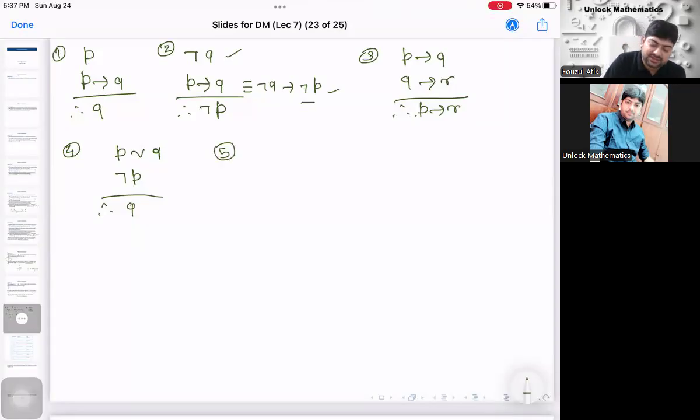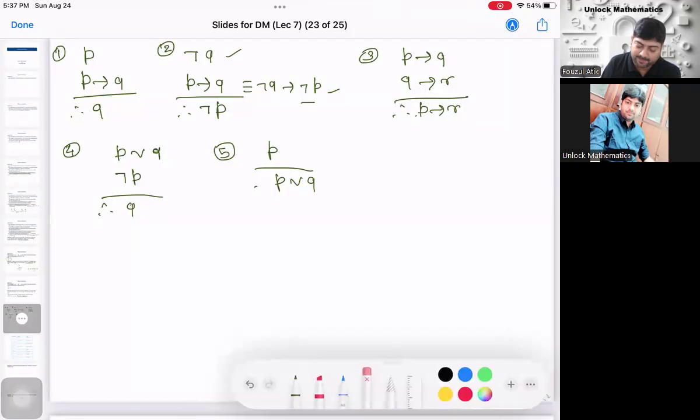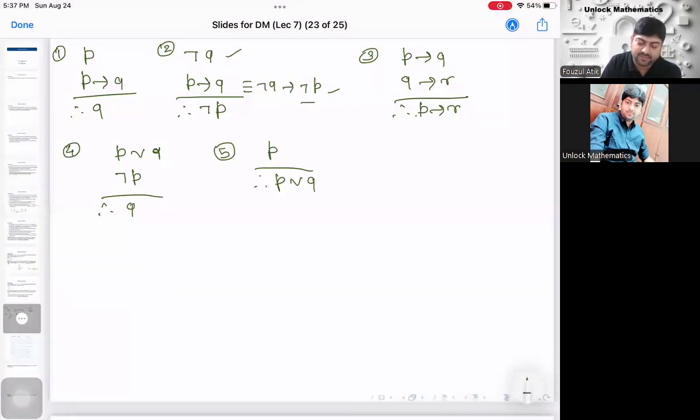Okay, then next is 5. This I can easily understand: I have a proposition P. I can easily say that P or Q. I can add one more variable into it, because I know P will already contribute here. So I can certainly say that P is there, therefore P or Q will always be true. So this is addition. This rule of inference is known as addition because you added one more proposition into it.